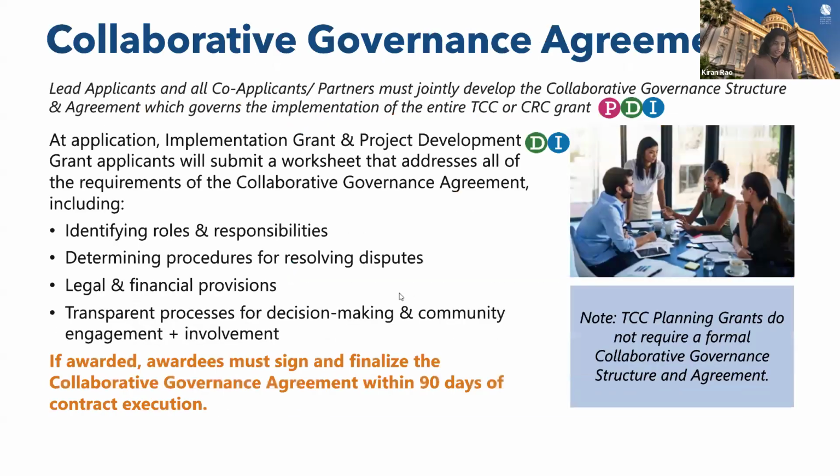As mentioned earlier, the collaborative governance structure and agreement govern the implementation of the grant term. Applicants design the structure and agreement to align with their needs. The agreements describe the decision-making procedures, legal and financial agreements, roles and responsibilities of all parties, and public meeting procedures.